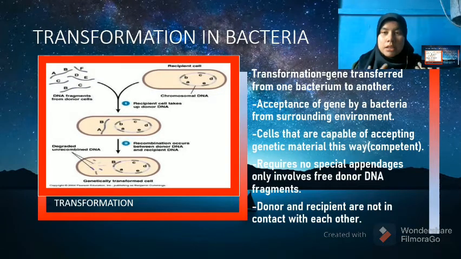In genetics class, I learned that the transformation process is like when someone dies, they leave their property like a house or money, and when they die, someone will take it. I apply this to transformation too: when one bacterium dies, another bacterium will take up its genes. It requires no special appendage and only involves free donor DNA fragments, so donor and recipient are not in contact with each other.